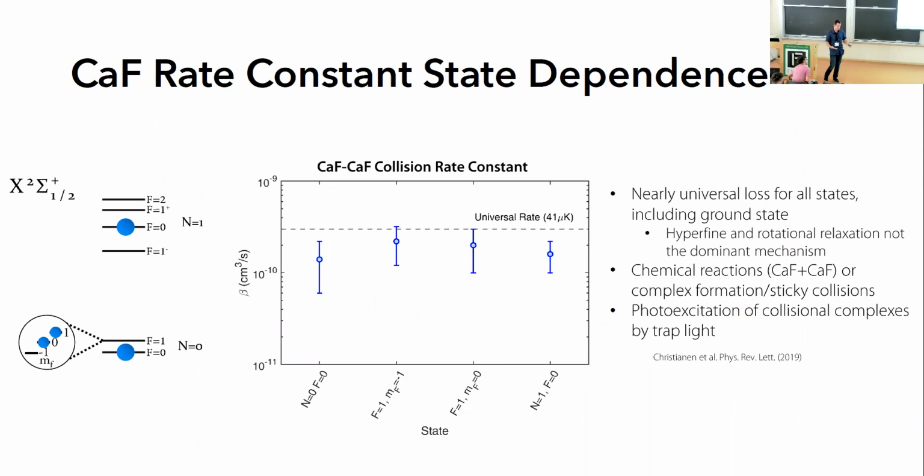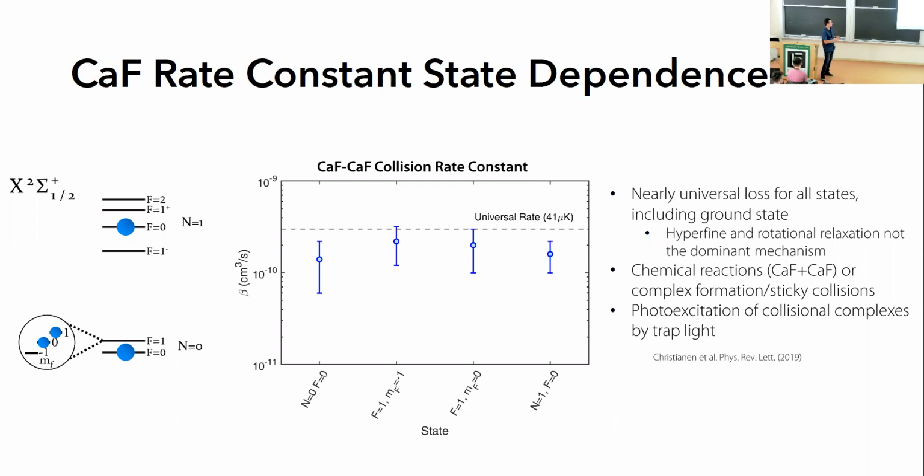So this is again a recurring theme in ultracold molecules and ultracold collisions, which is that when two molecules collide, they tend to collide inelastically, basically always at the universal rate. And there are many different reasons why this can happen. One of the leading theories is that when these two molecules come in and collide, they form some sort of collisional complex, and then the far-detuned tweezer trap light will very quickly photoexcite this collisional complex, and that will cause your loss.